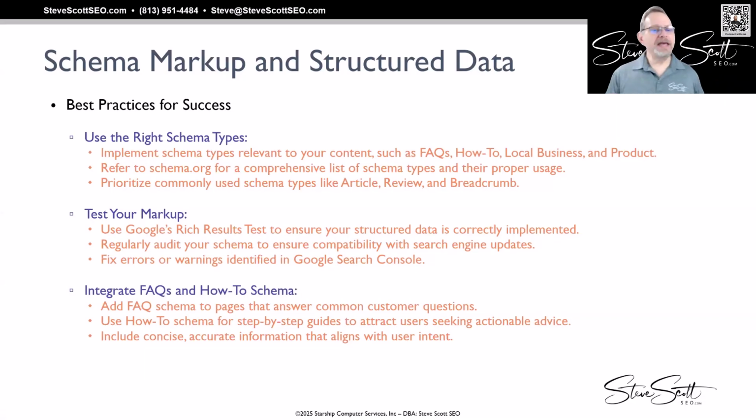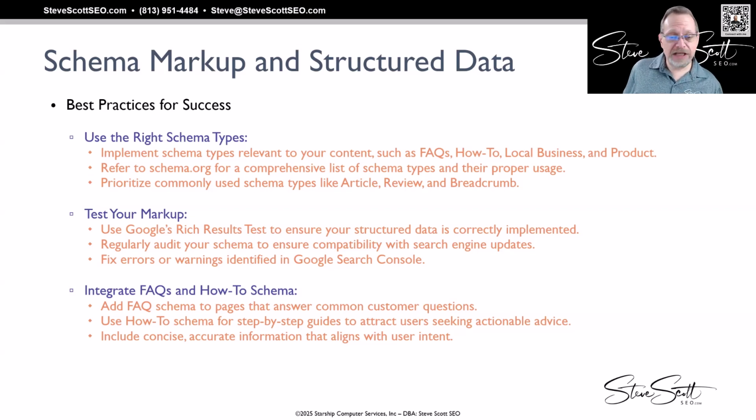Best practices: make sure you use the right schema types. Implement schema types relevant for your content like FAQs, how-tos, local business, organization, product. Refer to schema.org for the comprehensive list of schema types and their proper usage, although Google has their own gallery, and I have a link to it somewhere here as well, that is just a subset of schema. That's really what Google shows on their page. That's the one to really focus on more.